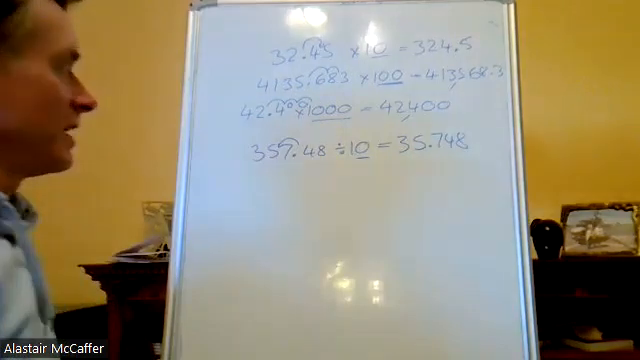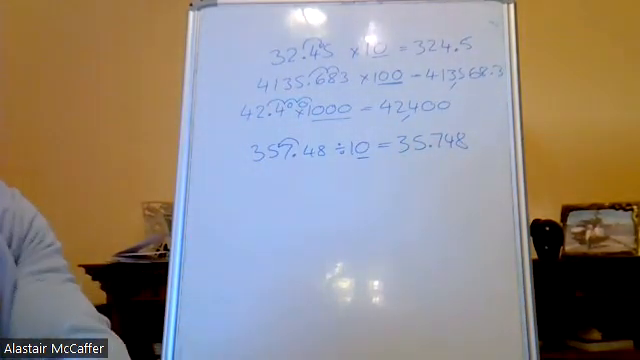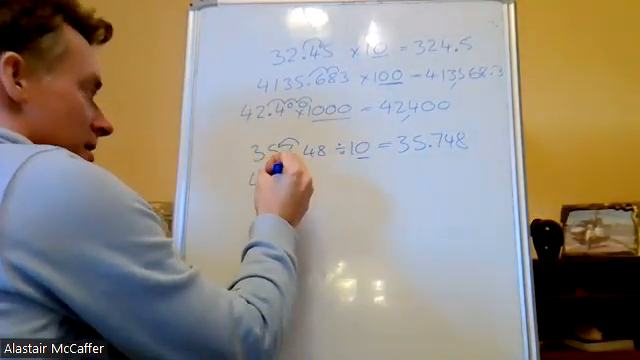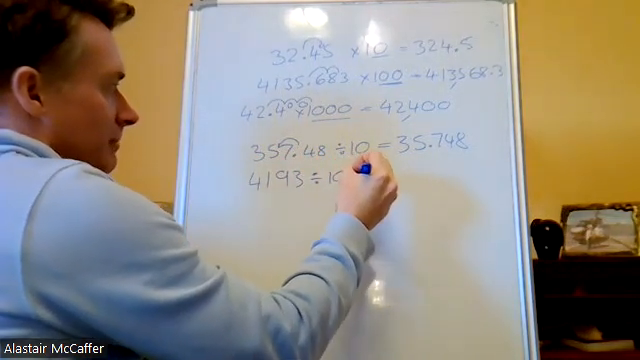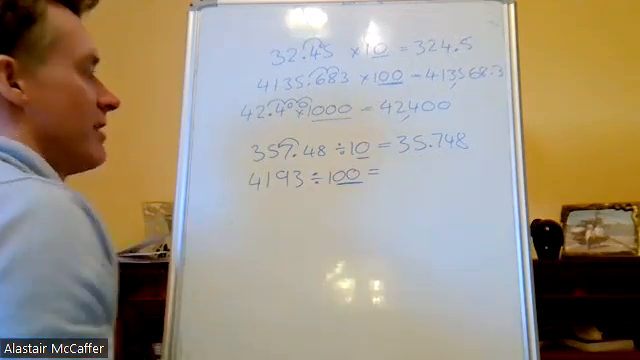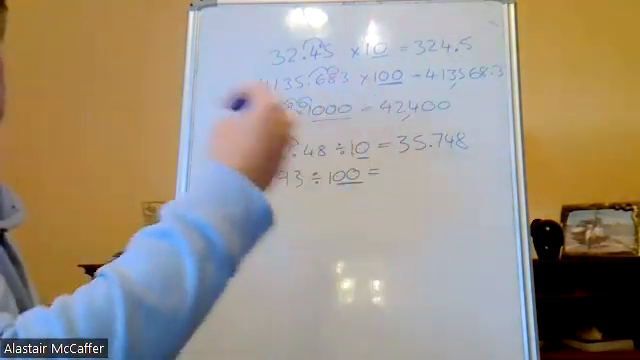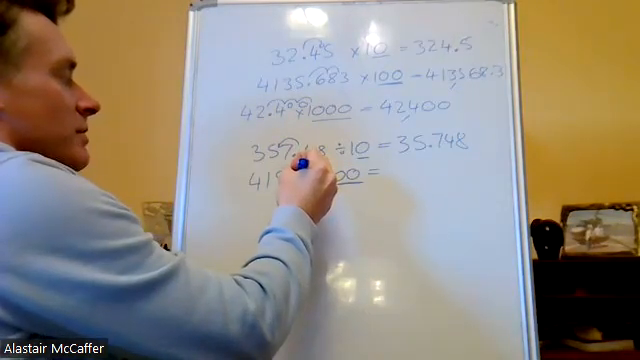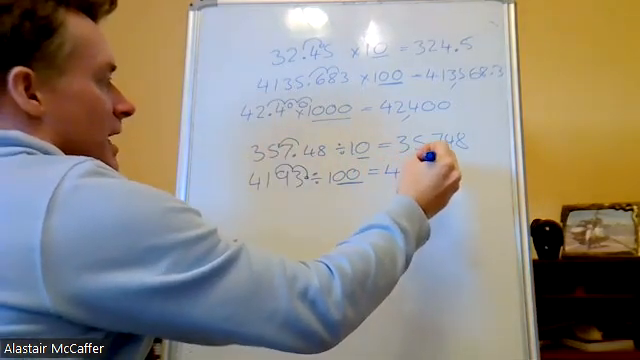So now that becomes 35.748. Similarly, if you were to divide by 100, say 4193 divided by 100, you've got 2 zeros and you're dividing, so you move the decimal point 2 places to the left. The decimal point is here, so it would go 1, 2. So it would go 41.93.